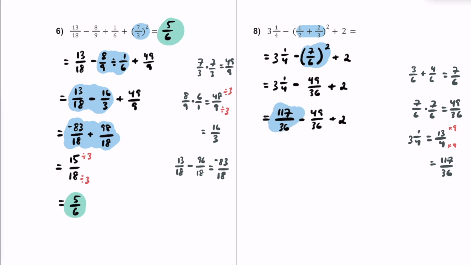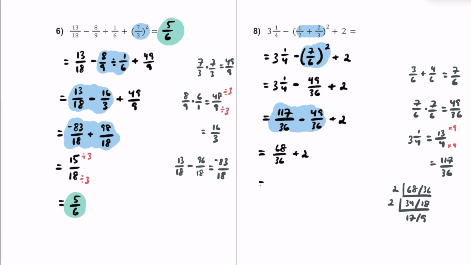So we have subtraction here and we have common denominators, so we really just have to do 117 minus 49. So 117 minus the 49 is going to be 68 over this 36. And we still have to add on 2 afterwards. Now if we take this 68 over 36 here and we go ahead and simplify it, 68 and 36, we can divide them both by 2. That'll be 34 and 18. We can divide these by 2 again. That's going to be 17 and 9.